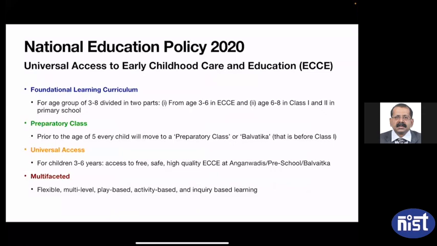What is being ensured is that each child should have access to this foundational learning curriculum, that is curriculum till stage 2. For children of 3 to 6 years, access to free, safe, high quality education, whatever the body may be, either Anganwadi, preschool, Balvatika, has to be ensured. And this has to be multifaceted with flexible, multi-level, play-based, activity-based learning.